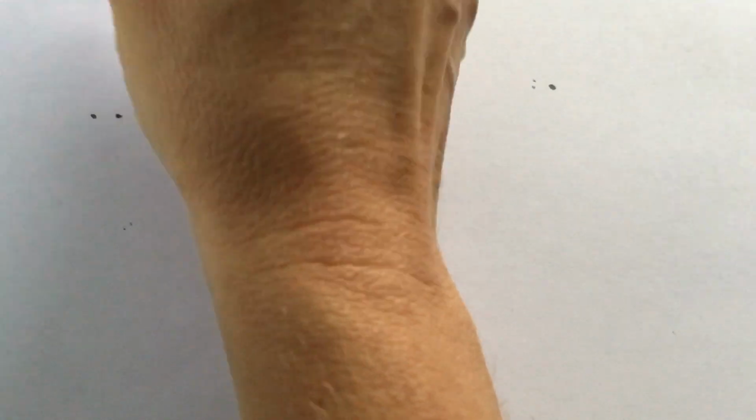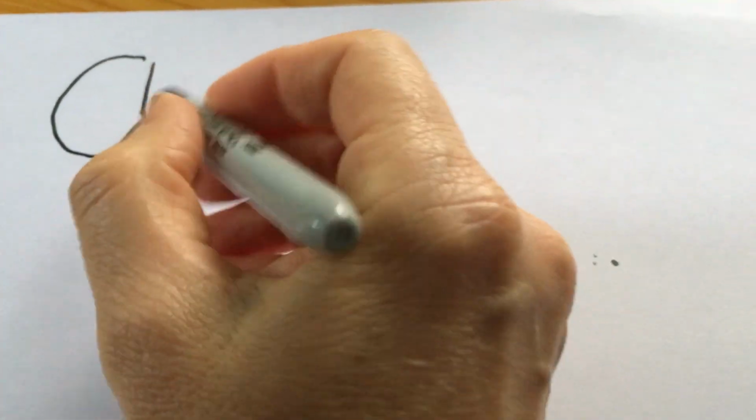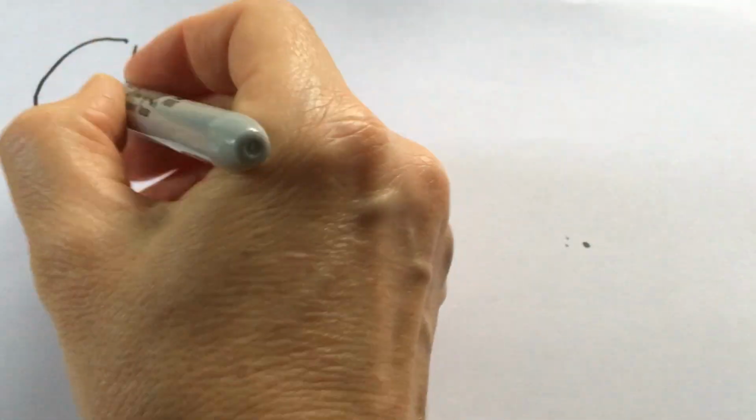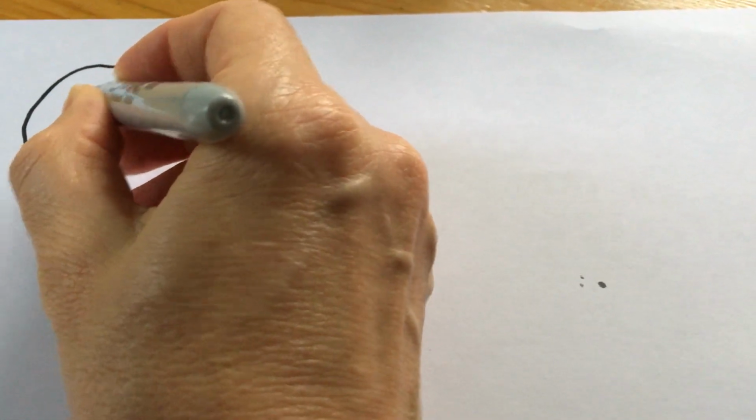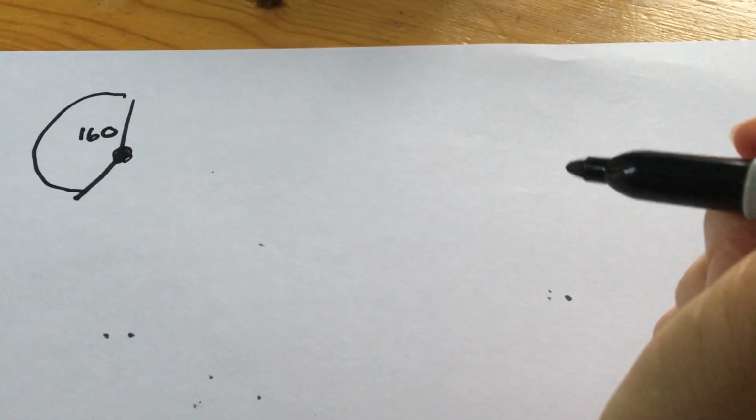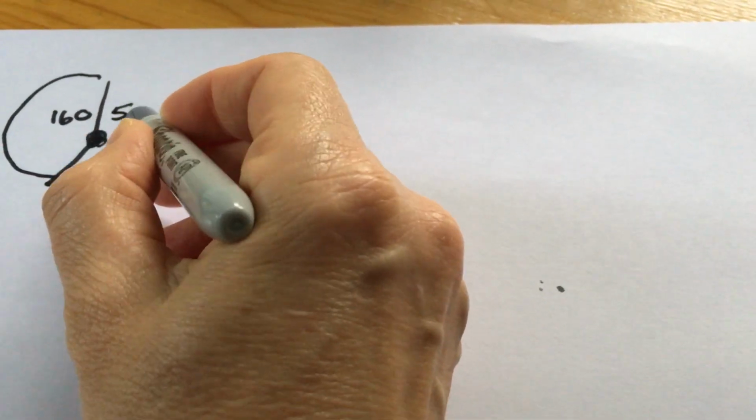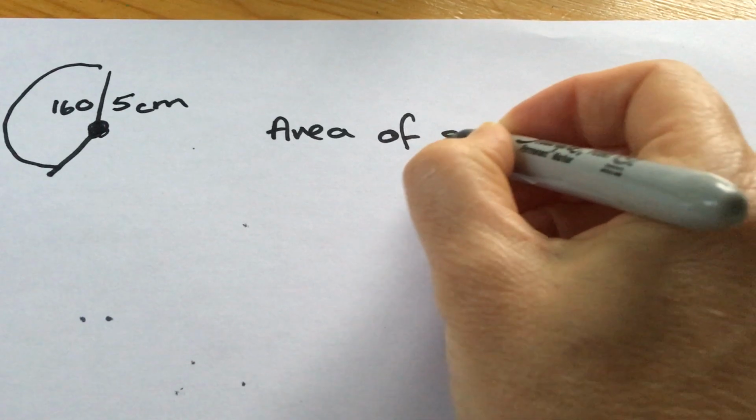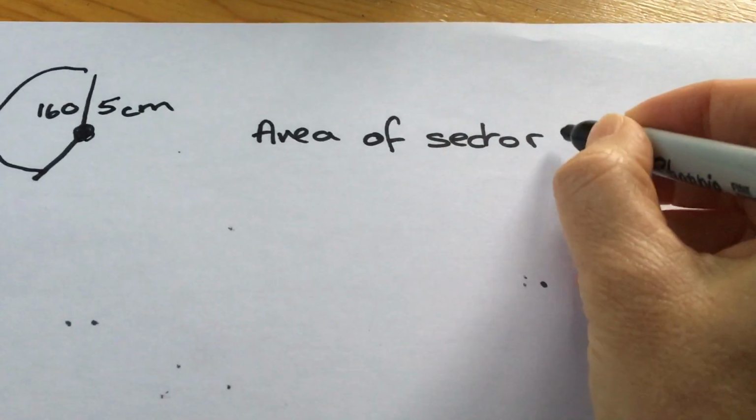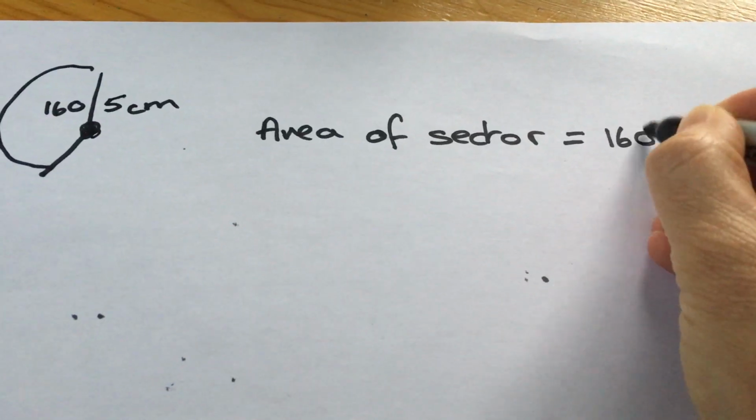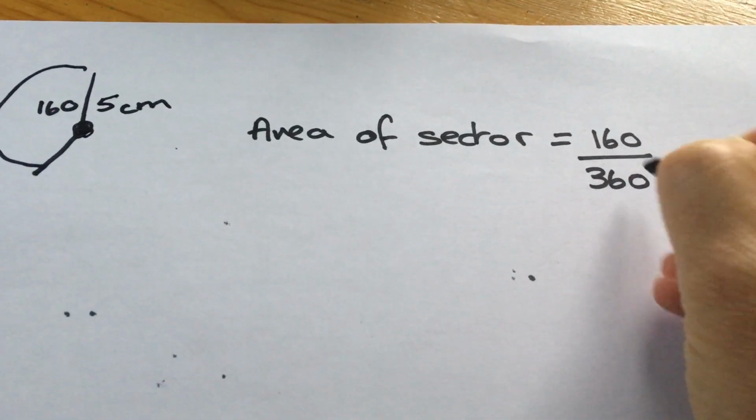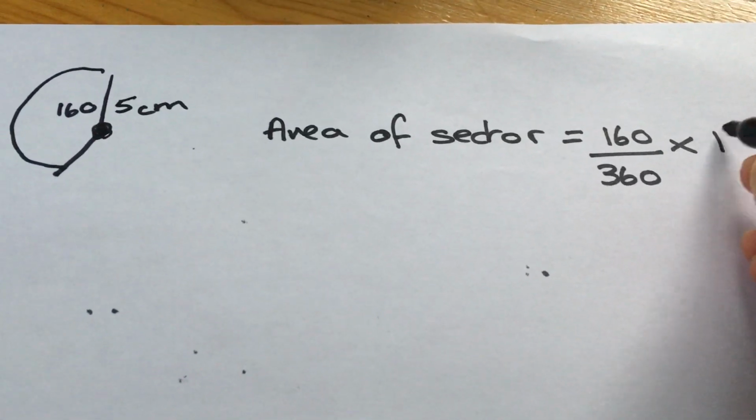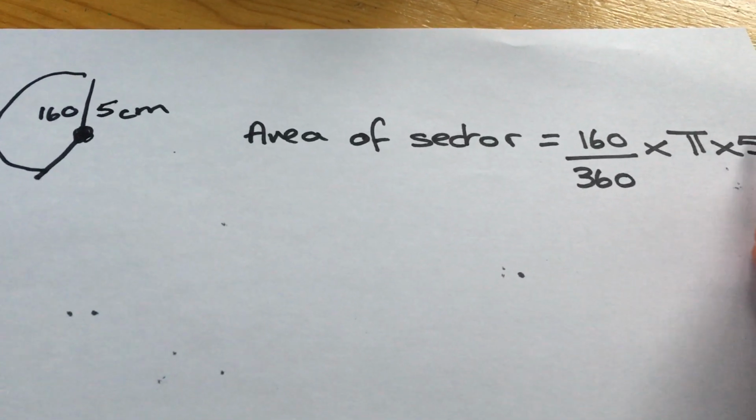Just one last question, same kind of thing. So this time we've got this angle here, not a very good diagram, but that's the centre of your circle, and that's your 160 degrees there, and we'll have a radius of 5 centimetres. So using the same method, area of sector equals, put the angle divided by 360, that's the fraction of the circle, times the whole circle, which will be pi times 5 squared.